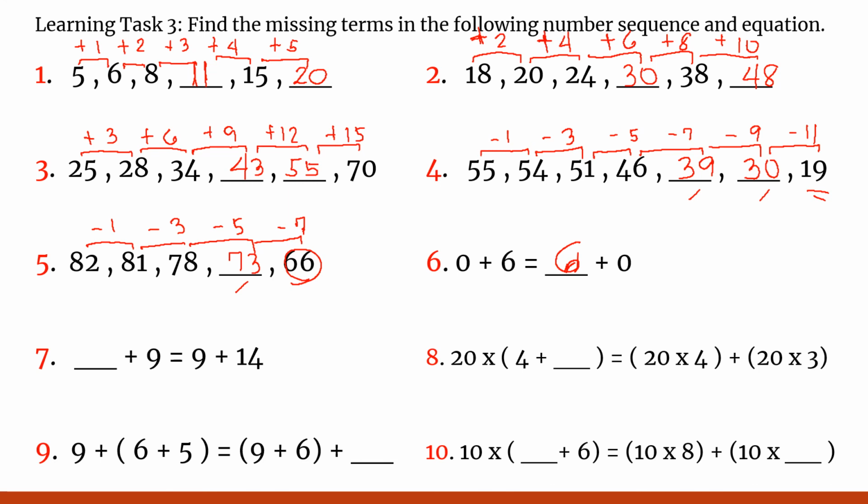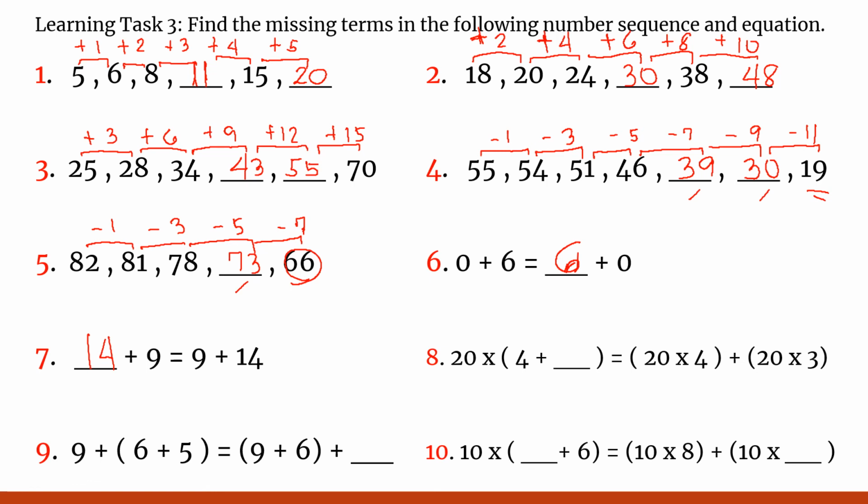Okay? Next, number 7, blank plus 9 equals 9 plus 14. So, ang kompleto ay yung kanan, ang kulang ay kaliwa. Sa kanan, merong 9 and 14. Sa kaliwa, meron lang 9. That means, ang nawawala ay 14. At kung babasahin natin, 14 plus 9 equals 9 plus 14. Again, order ang pinag-usapan na bago. Kaya ito ay commutative property.